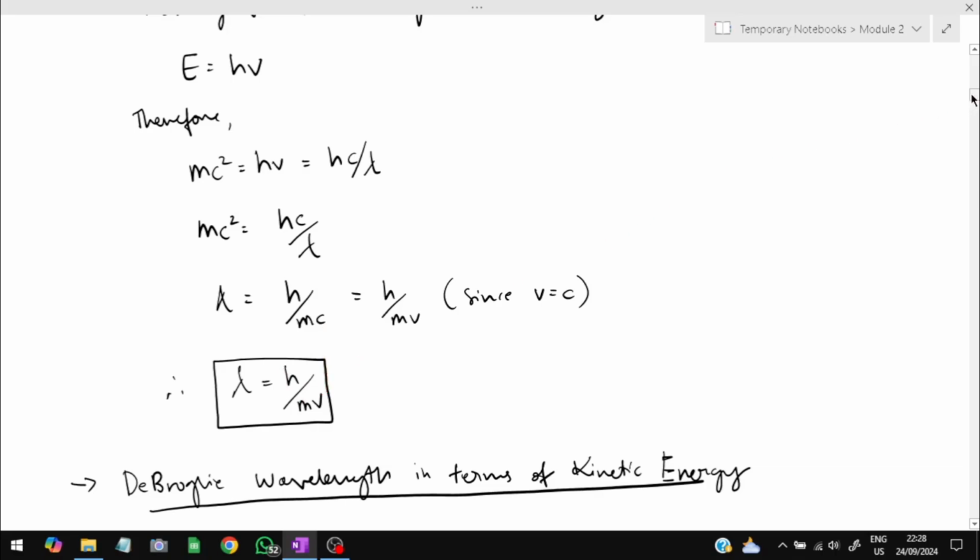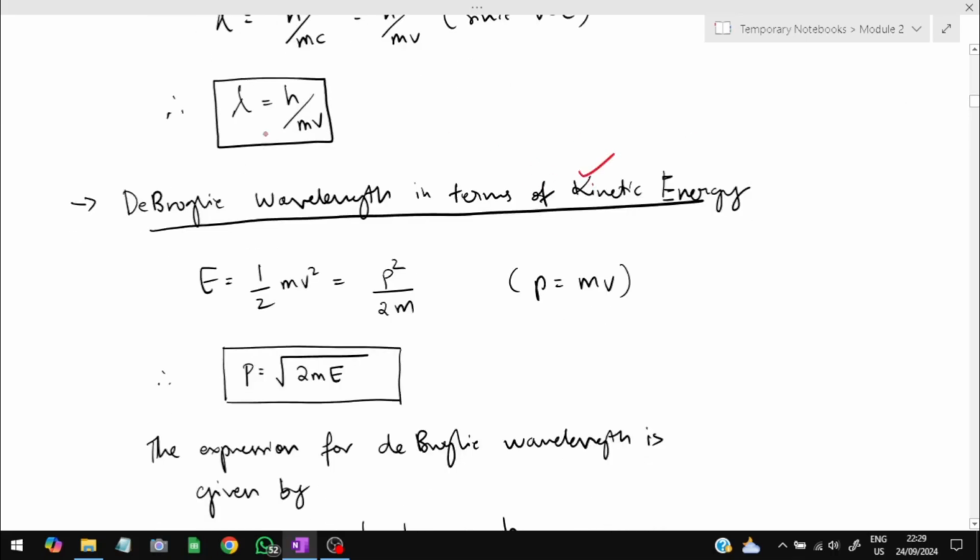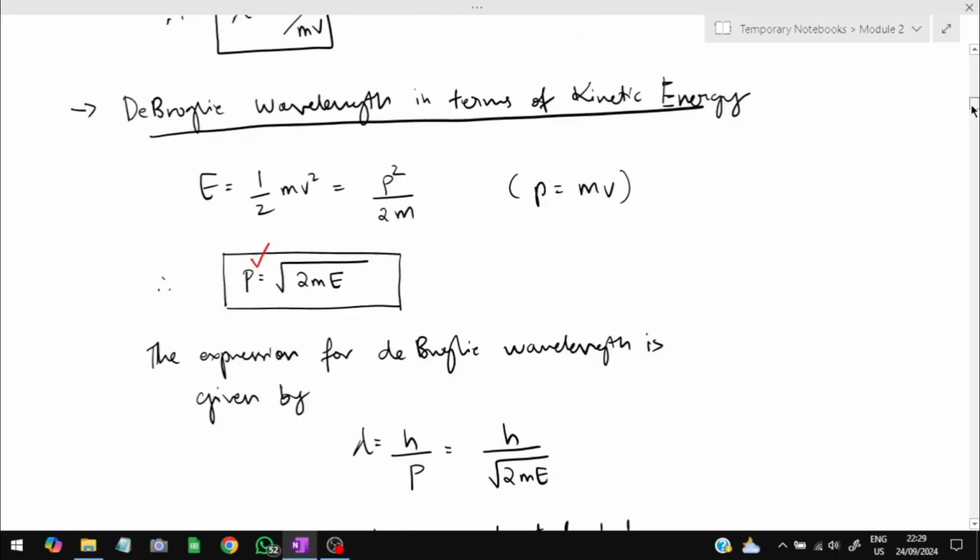This is the standard equation. Now, there are other ways to represent it. One of the important ways is in terms of kinetic energy. How can we represent the wavelength in terms of energy? E = ½mv², the kinetic energy. Let's take p as momentum, which is mv. If we take mv here, we have to take m in the denominator so that it cancels out and turns out to be the same. So it becomes p²/2m. From there we can calculate p. If we shift 2m to the other side, we get p = √(2mE). This is the expression for the de Broglie wavelength using p. Now we will be using p to calculate the de Broglie wavelength.